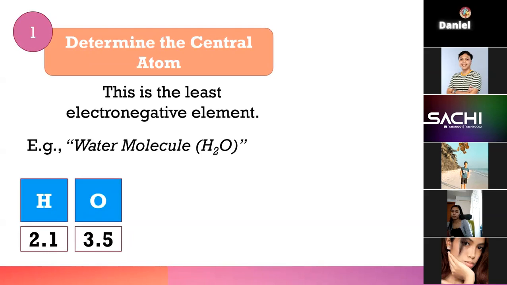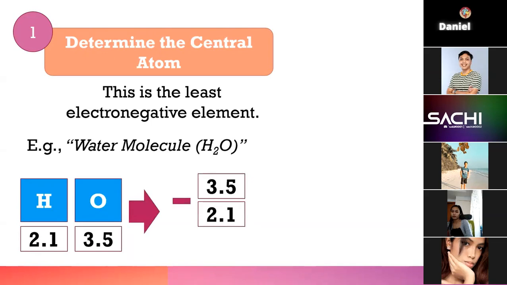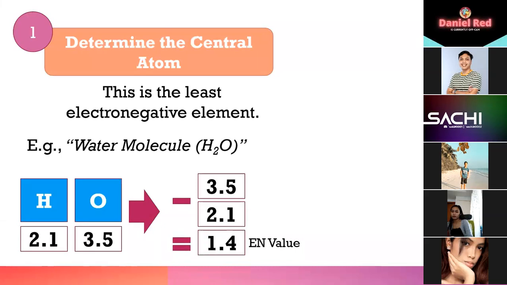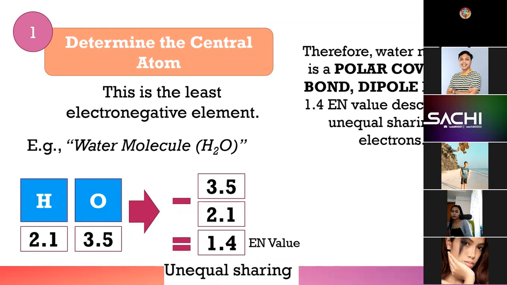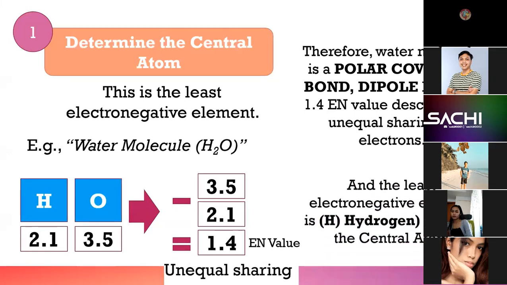So once again, we need to convert this into a mathematical equation. So you have 3.5 minus 2.1 equals 1.4 EN value. So you can see the EN value is higher than 0.5. So therefore, there is an unequal sharing of electrons. Take note that water molecule is a polar covalent bond. Also, at the same time, it is a dipole because 1.4 EN value describes an unequal sharing of electrons.